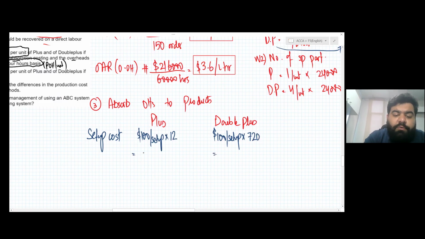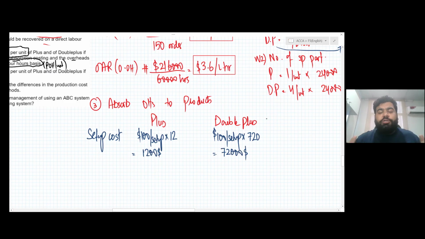Now 100 into 12 is $1,200 here, and $72,000 here. So we have just apportioned on the basis of number of setups. Obviously double plus is taking a lot of setups, 720 versus 12, a very big difference. So the product with significantly higher setups than plus will get more of the cost. That's why 72,000 and 1,200, a lot of difference.